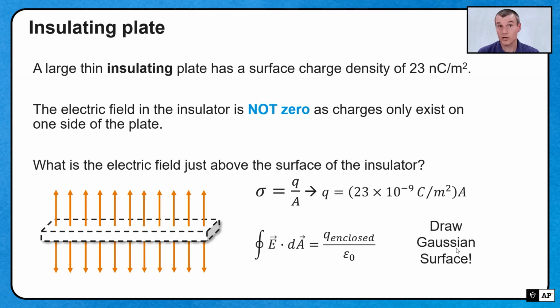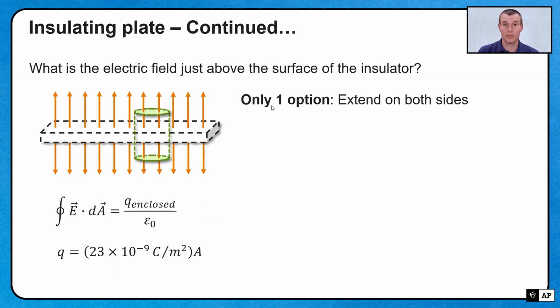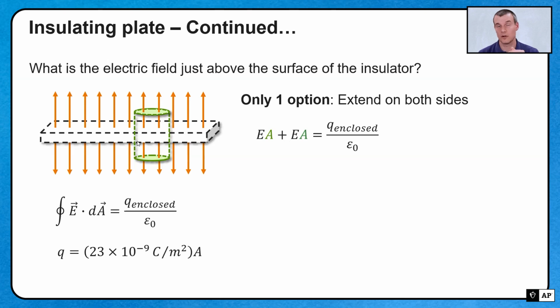Yeah, we're going to draw our Gaussian surface again, just like we did before. So same kind of process, whether it's insulating or conducting. But this time, because it's an insulator, we only have one option. And that one option is to extend it on both sides of our thin plate. Why? Because the E field's not zero inside, so that first case wouldn't really apply here. When we do this, we have our two end caps of the pillbox that have some contribution. Remember, the sides don't contribute because at all points on the surface, the electric field is parallel to that surface.